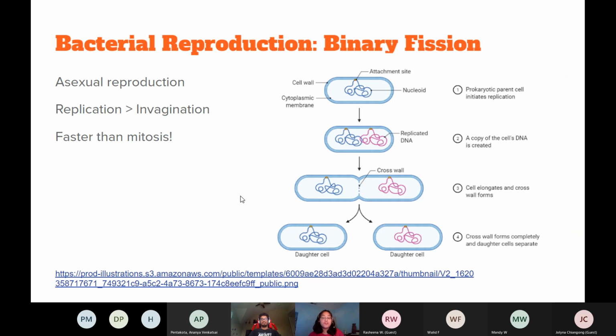Next, we have bacterial reproduction. Bacteria mainly reproduce through something called binary fission. It's a form of asexual reproduction. Asexual reproduction is mainly code for it reproduces by itself, as opposed to sexual reproduction, which requires interaction with a separate cell.